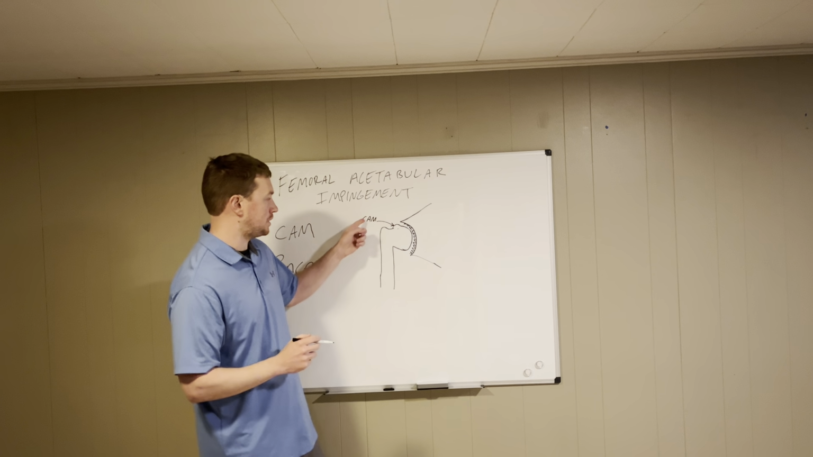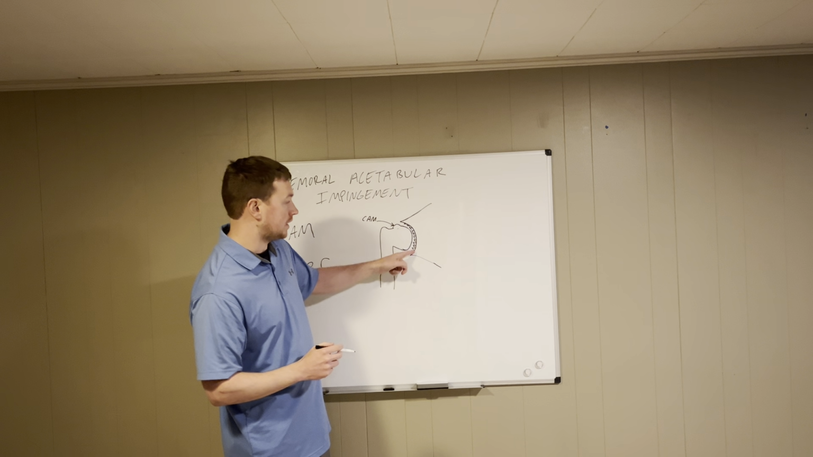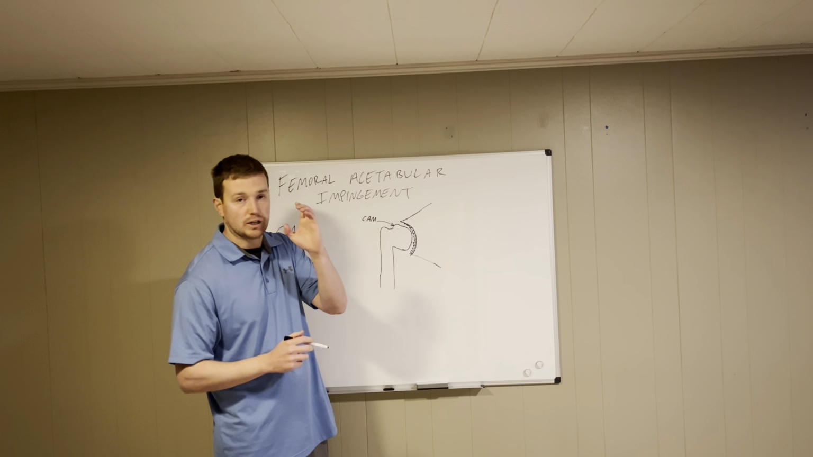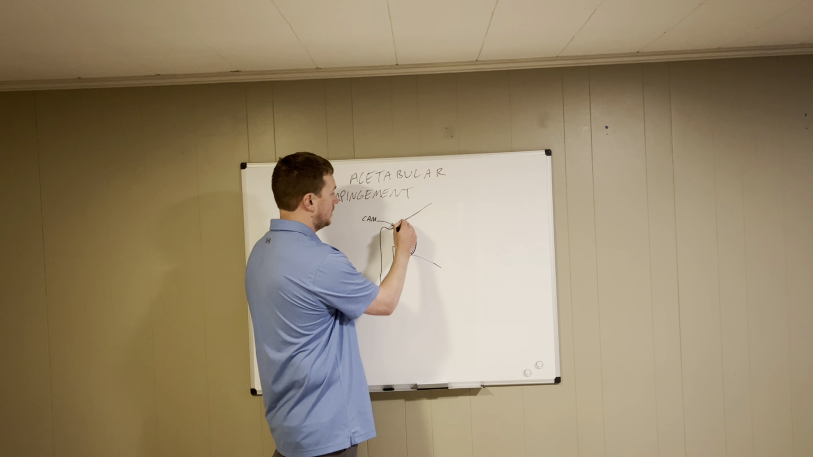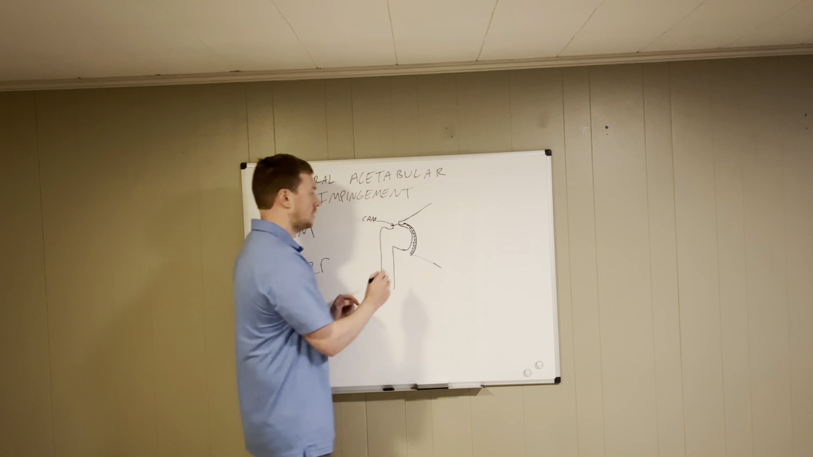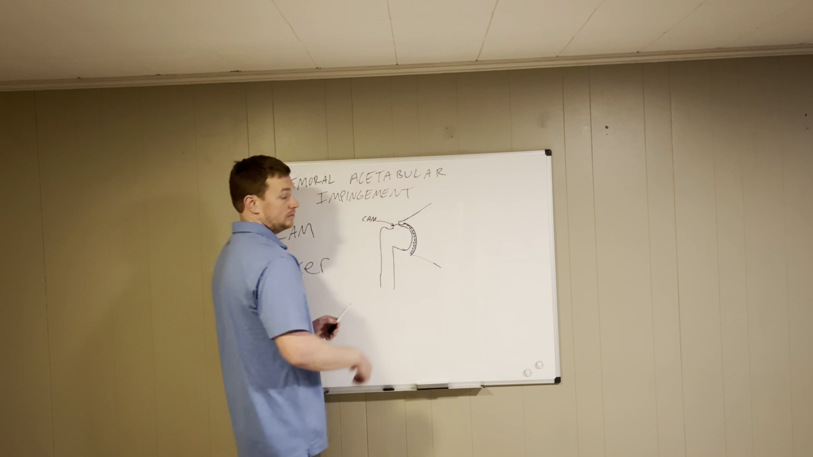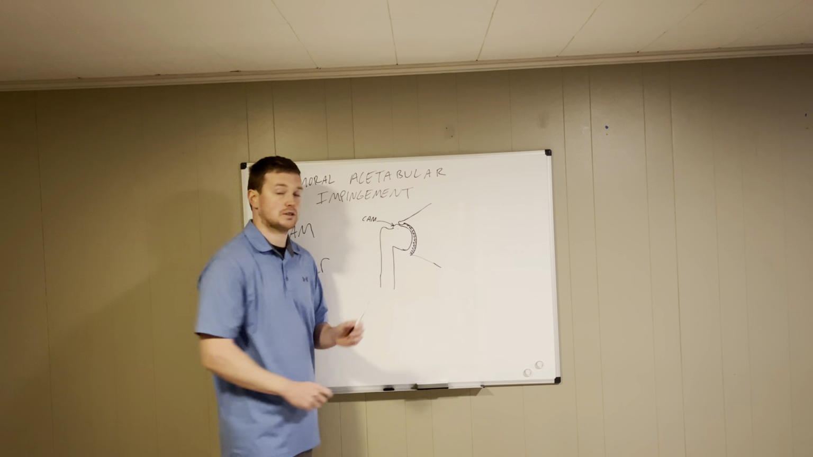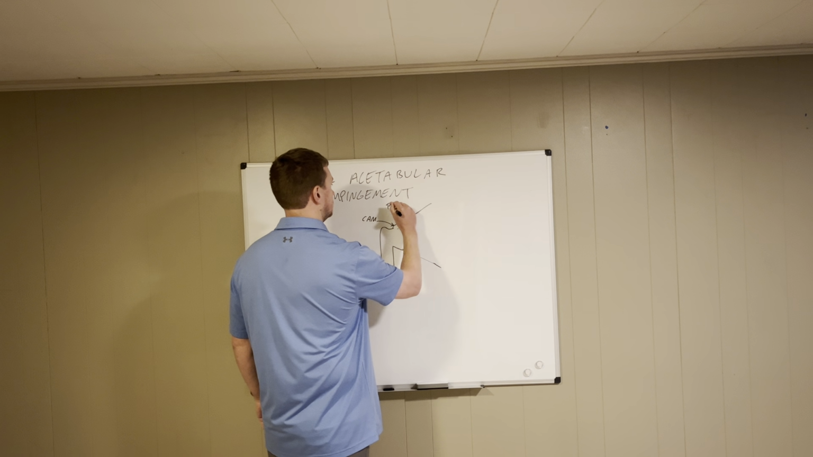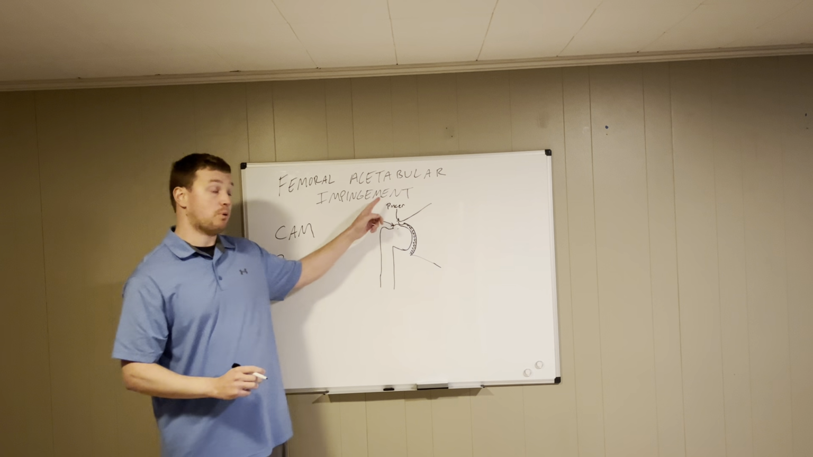The next type you can have is a pincer impingement. So CAM impingement happens on the femur. The pincer happens on the socket of the hip. They call that socket the acetabulum. So a pincer happens at the brim of the acetabulum. Instead of being nice and smooth, now there's like a big bump down there. So as that femur rotates in that socket, it can cause pinching. So that would be a pincer. You could have both at the same time.